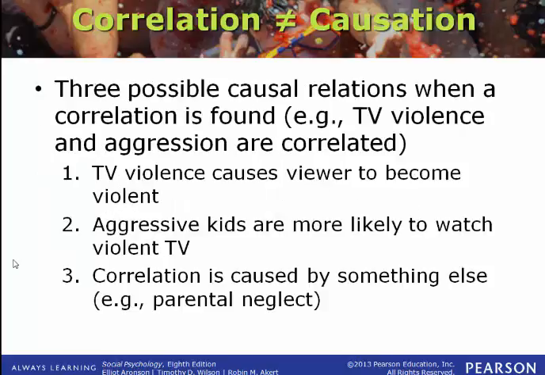So, if we are going to be looking at this, we need to understand, as I said, that correlation does not equal causation. And I just gave an example of this with the ice cream sales, but let's go through this one more time with the aggression and violent media example. It says there are 3 possible causal relations when a correlation is found. So it could be that TV violence, media, causes the viewer to become more violent.